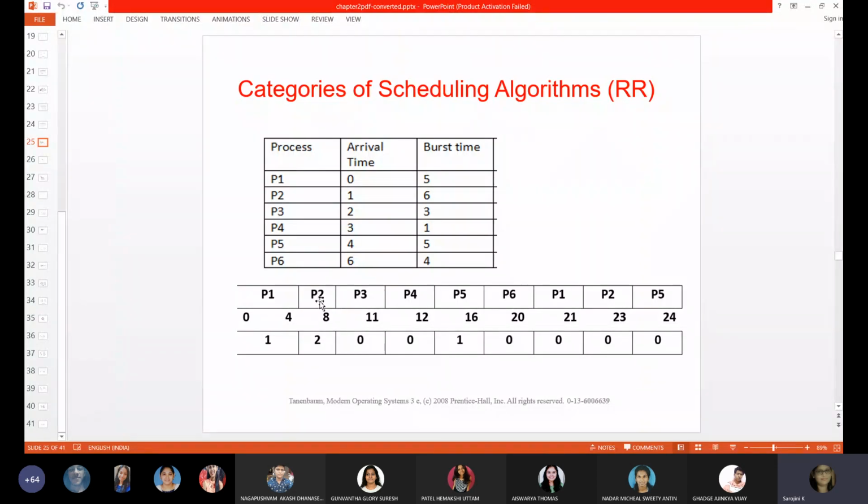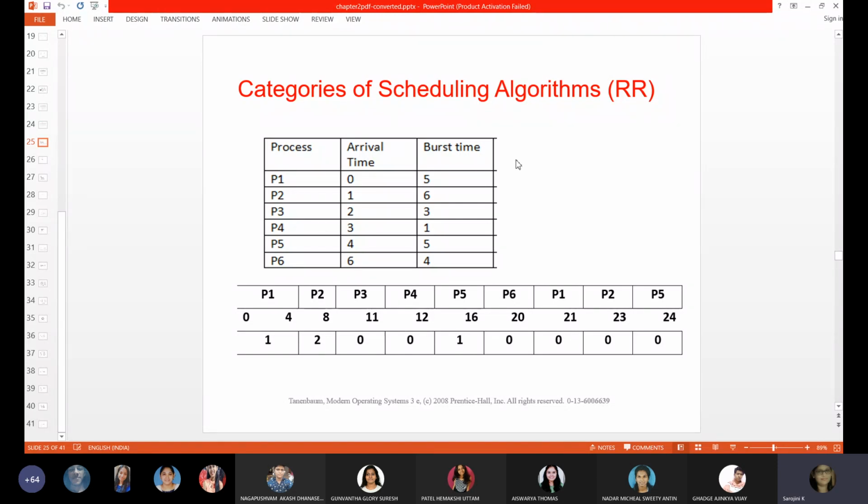Okay. Now look here. So P2 entered, only 4 milliseconds allowed. So in 8 milliseconds, 4 milliseconds of execution it completed. Remaining 2 milliseconds, because its CPU burst time is 6 milliseconds. Okay. Next P3. So P3, why am I choosing sequentially?